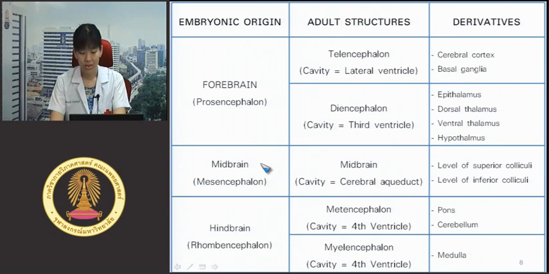The midbrain or mesencephalon develops into the midbrain. The narrow space in the midbrain is called the cerebral aqueduct. The hindbrain or rhombencephalon develops into 2 parts, the metencephalon and myelencephalon. Derivatives from the metencephalon are the pons and cerebellum. The derivative from the myelencephalon is the medulla or medulla oblongata. The cavity in the metencephalon and myelencephalon is called the fourth ventricle.